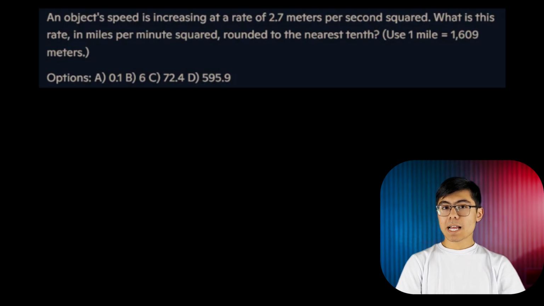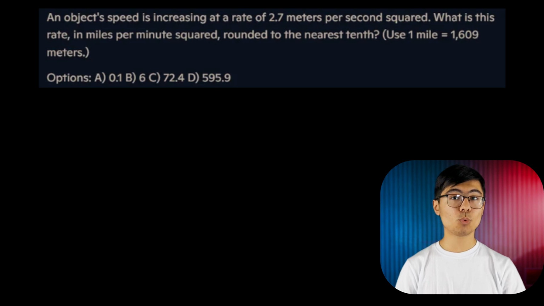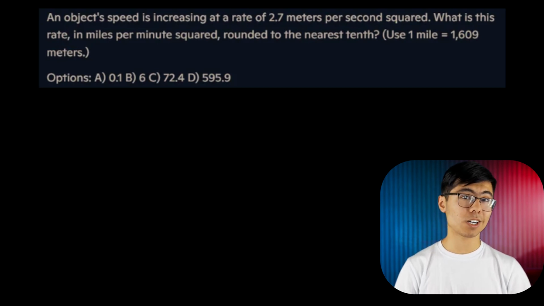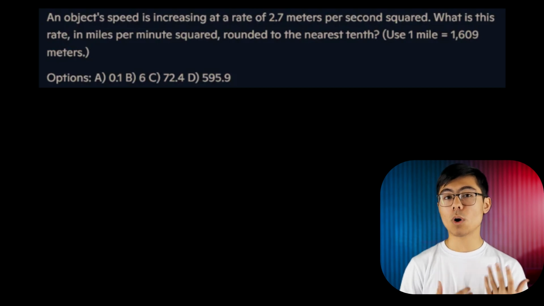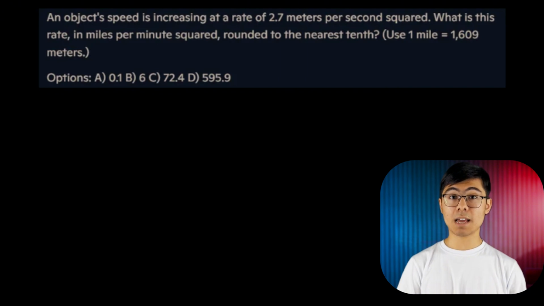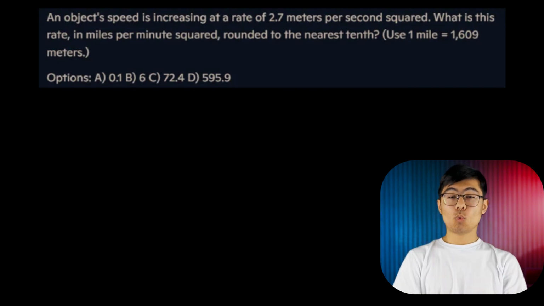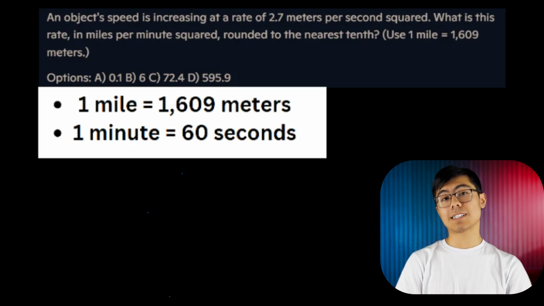So our first step is understanding the units. We need to convert meters per second squared into miles per minute squared. You may be thinking, how do I even begin? But here's the trick. Once you know these conversion factors, the rest is so easy, and I'm about to drop them on you. 1 mile equals 1609 meters, 1 minute equals 60 seconds.